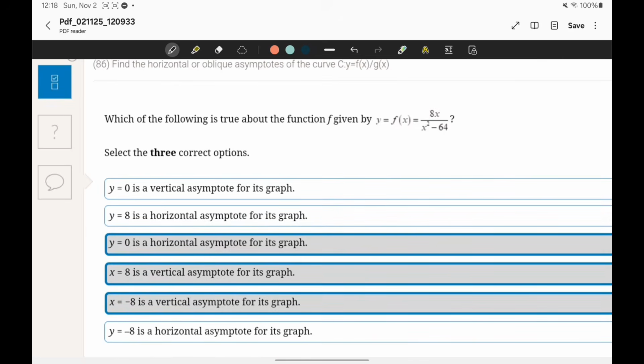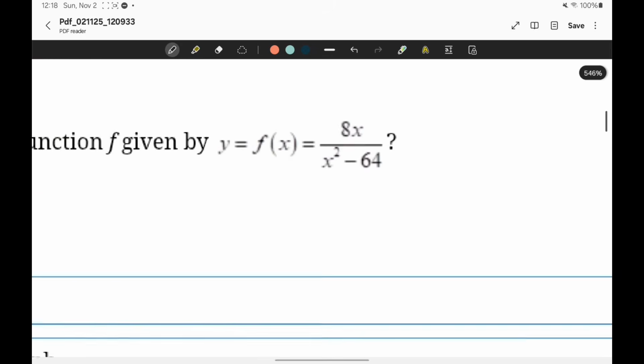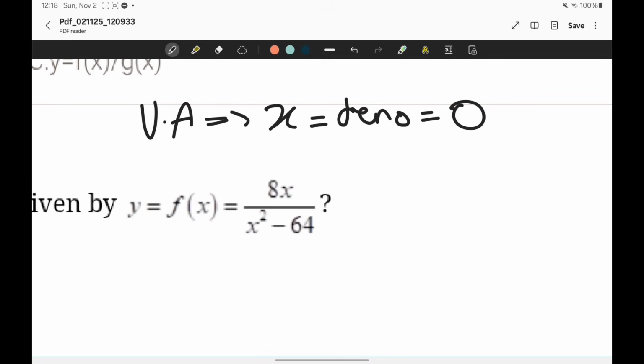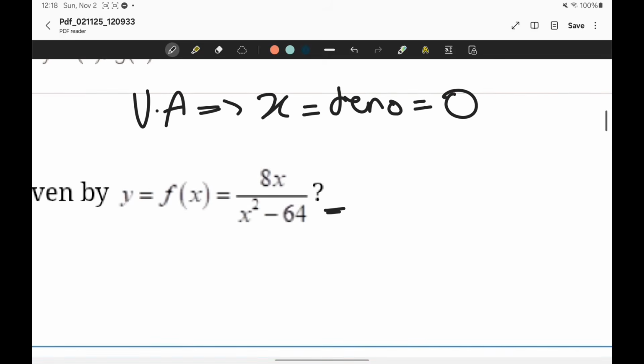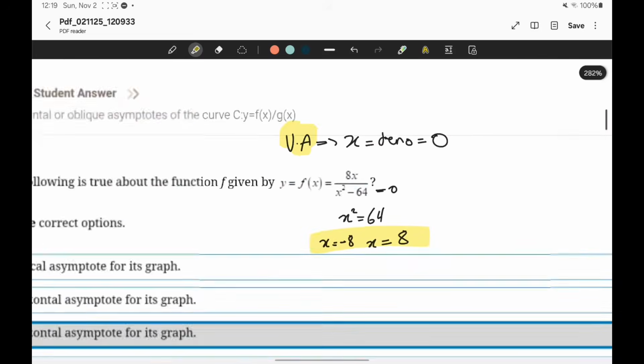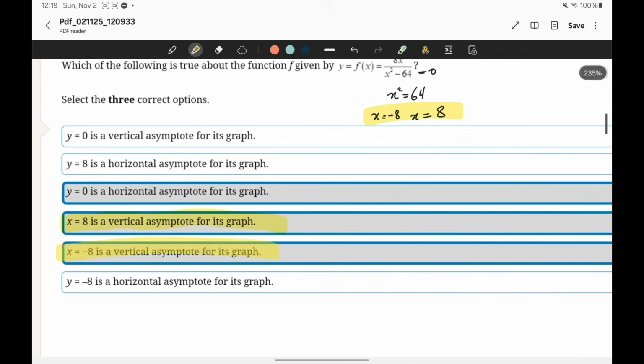Number 3, they're asking for the horizontal and vertical asymptotes of this function. For the vertical asymptote, the VA, the equation for it is x equals a value. This value is when the denominator equals 0. So we take x squared minus 64 equated to 0. You get x squared equals 64, so x equals minus 8 and x equals positive 8. Both of these are the vertical asymptotes. So you go ahead and choose this and this.